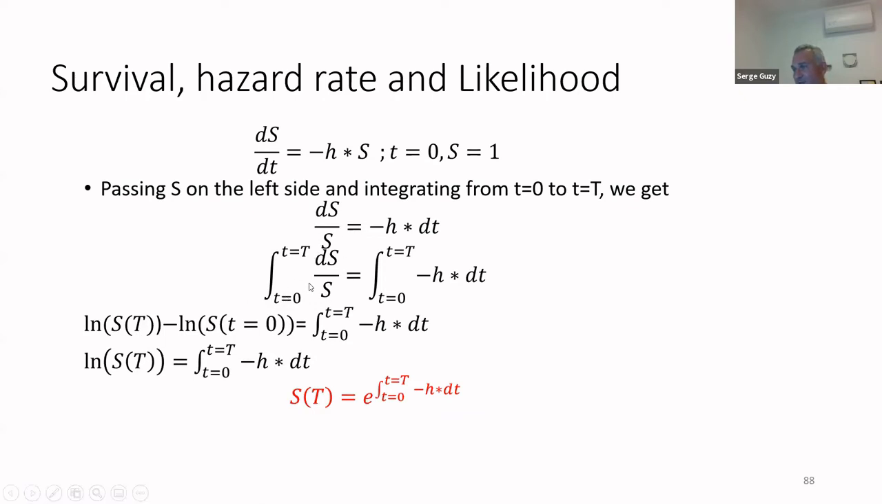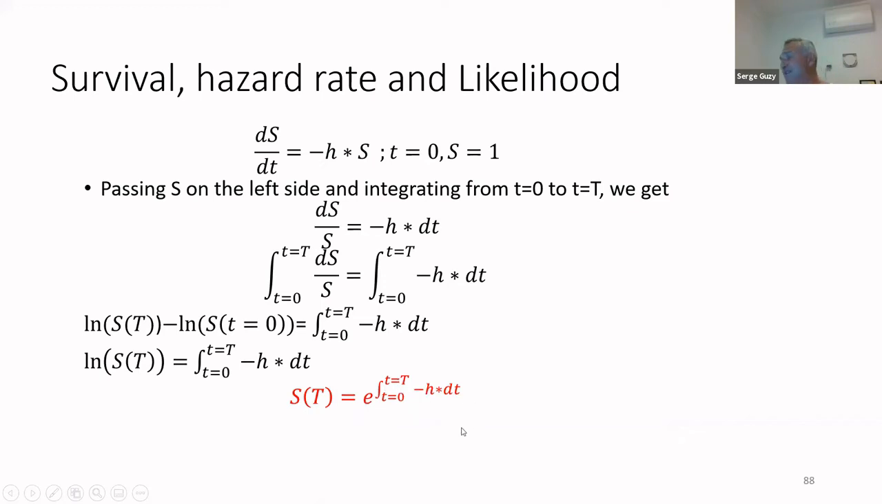Then basically, when you have the integral with boundaries and the integral of dS divided by S is logarithm, we have the boundaries equal to the logarithm at time t equal t minus the logarithm at the original time. And because the survival distribution at t equals 0 is equal to 1, ln 1 is equal to 0, and then you are left with the integral from t equals 0 to t of minus h dt. But this is the logarithm. Then if you want to get S, you just need to apply the exponent operator to cancel the logarithm. And then you get S equal to exponent of the integral from t equals 0 to t equal t of minus h dt.